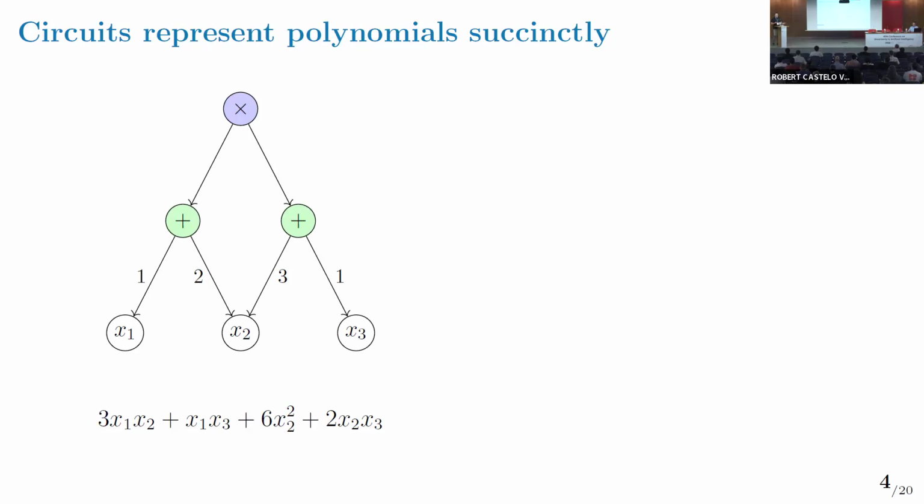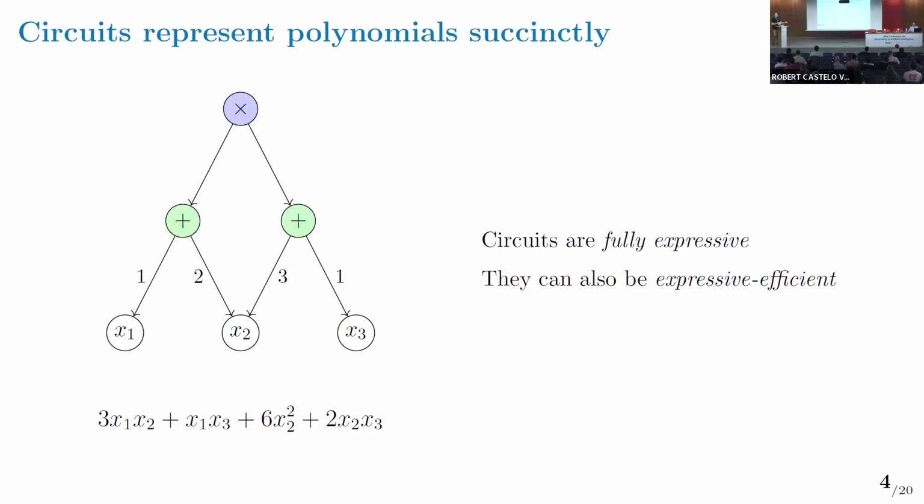And in general, a circuit representation is fully expressive, meaning that it can represent any polynomial. This isn't hard to see because you could just enumerate all the monomials in there. Of course, that would be huge. In particular, they can also be expressive efficient. So you can get a very concise circuit representing an interesting polynomial.